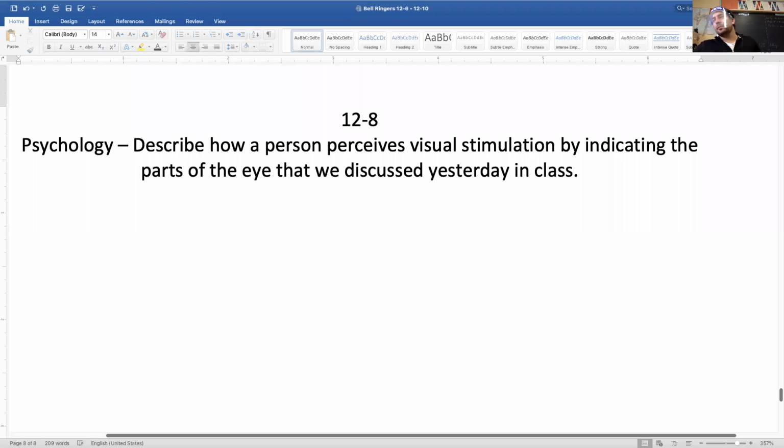Describe how a person perceives visual stimulation by indicating the parts of the eye that we discussed yesterday in class. So we talked about the eye, talked about parts and functions, and obviously about photoreceptors. I mentioned that towards the end. There you go.